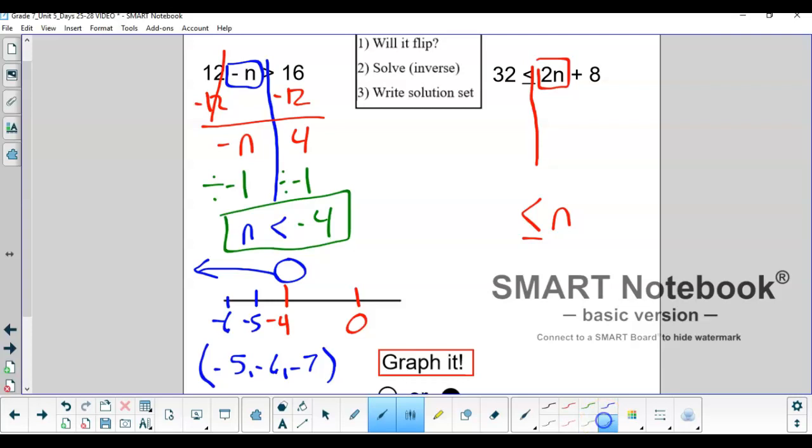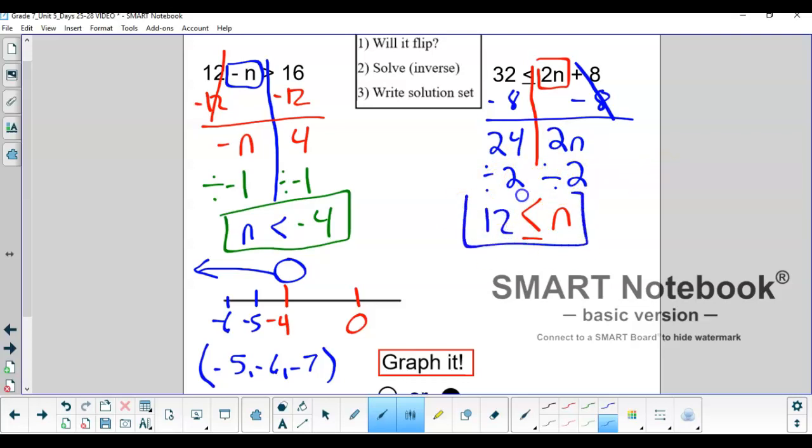Now I can go back through and solve. What's being done to 2 times n? It's being added by 8, so the first mathematical step would be to subtract 8. 32 minus 8 is 24. I drop down my 2 times n. Again, I'm dividing by +2. This is why it is not going to flip, because I am dividing by a positive coefficient. 24 divided by 2 would be 12. So my inequality solution would be 12 is less than or equal to n.